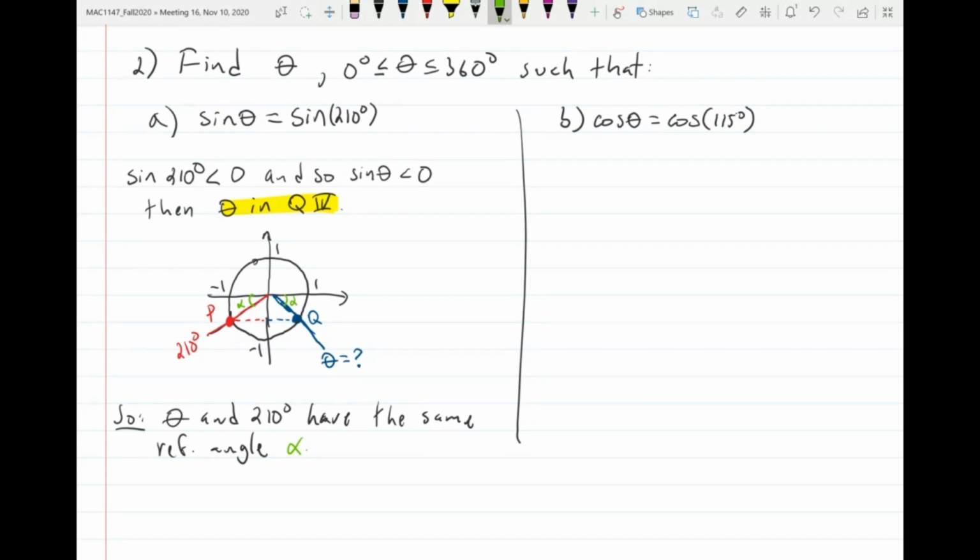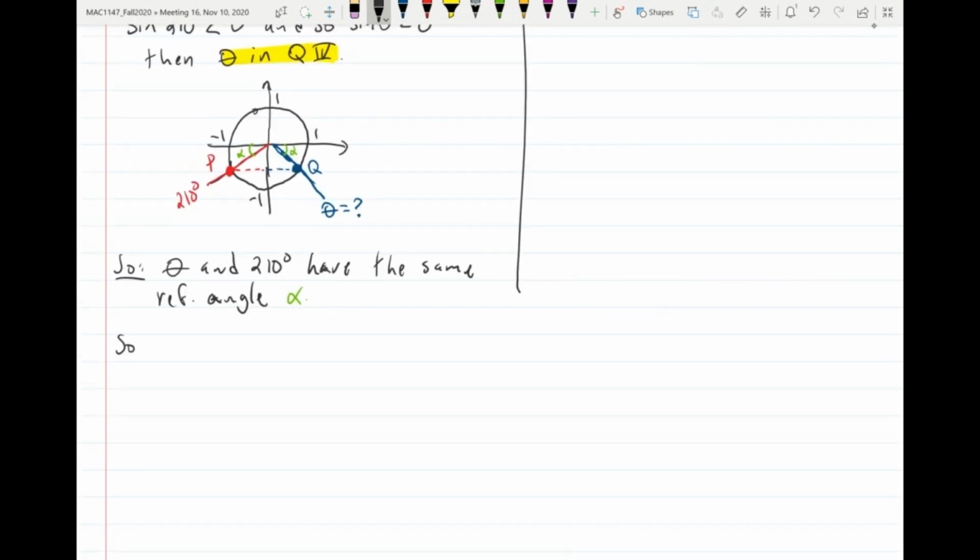After all, sine of theta equals minus sine of alpha, and sine of 210 equals minus sine of its reference angle. Therefore, the two are going to be equal to each other. Okay? Because they are both in quadrant 1, there's only one option there. Having said that, it should be clear how to proceed from here. Since they have the same reference angle, we're going to use 210 to find it. So what's alpha? Alpha is going to be 210.